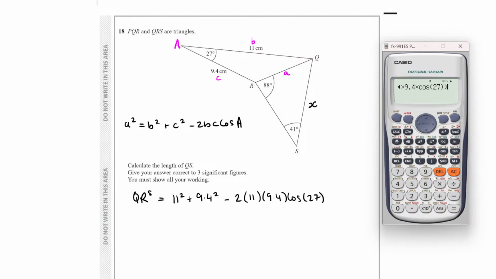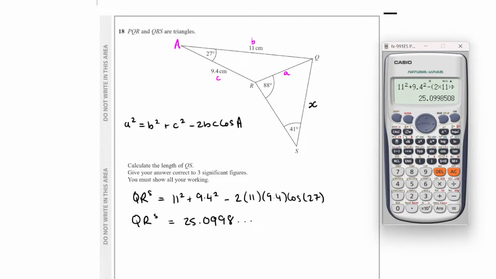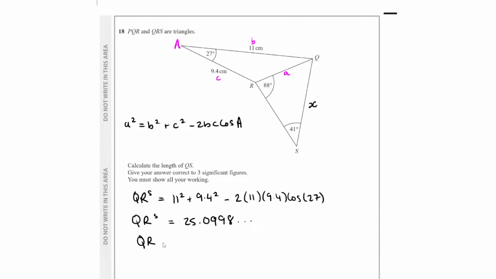Okay, close all the brackets, and we should get 25.0998... Now that's obviously squared though, isn't it? That's the QS squared. So you also have to square root it. So take your answer, don't round it too soon, just keep all of those decimals, square root, and that's what we get for QR. It's basically 5.